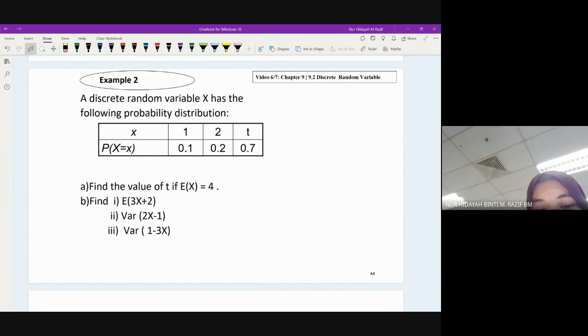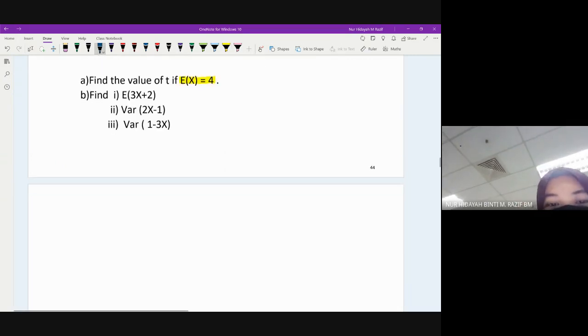We need to find the value of T sekiranya the expected value of X is equal to 4. So in this case, kita tak tahu nilai T, tapi dia dah bagi kita expected value. So how do you answer this kind of question?